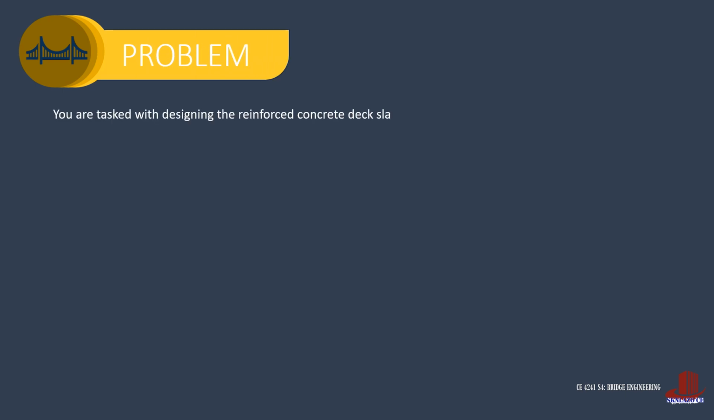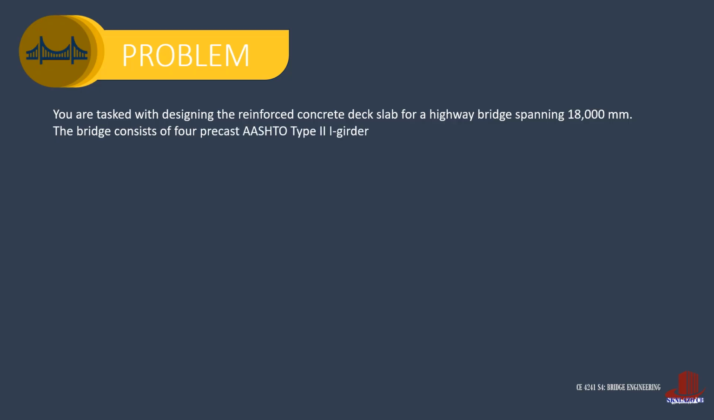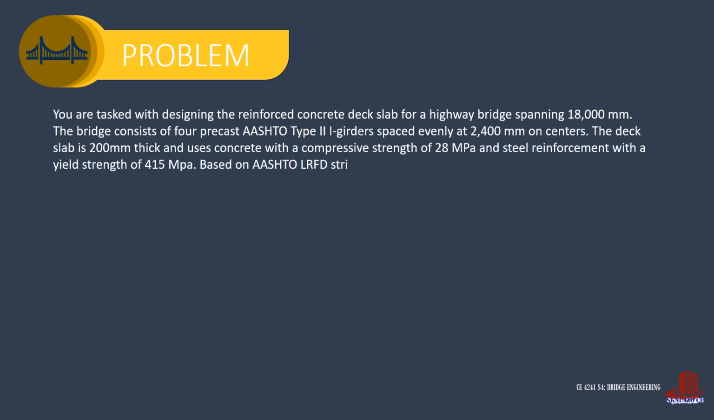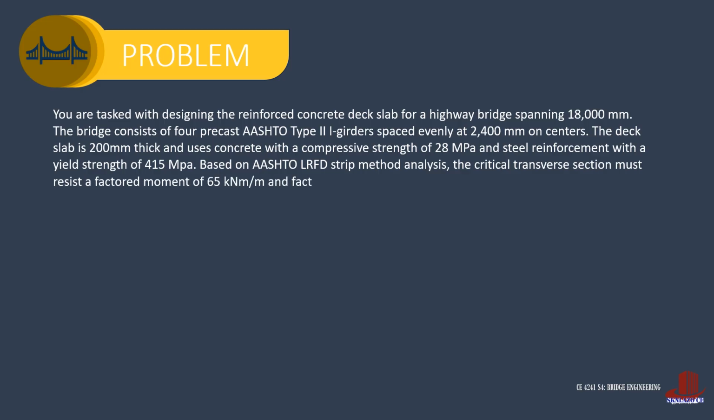The problem involves a bridge of 18-meter length. The 200 mm thick deck is supported by AASHTO Type 2 I girders, spaced evenly at 2.4 meters on centers. The concrete deck strength is 28 megapascal, with steel yield strength of 415.